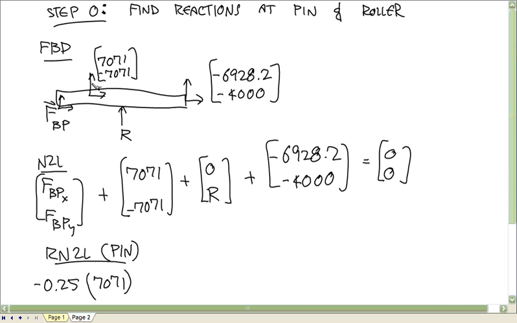Okay, so that's negative. And then the next one, the moment produced by this reaction force, the moment arm is 0.5. It's going to produce a counterclockwise rotation. So we got 0.5 R. And then this one, a downward force, is going to produce a clockwise moment. The moment arm is 1 meter. So you get negative 1 times 4,000 equals 0.